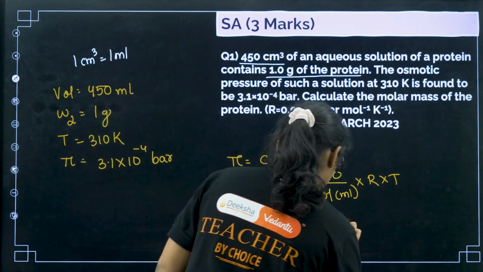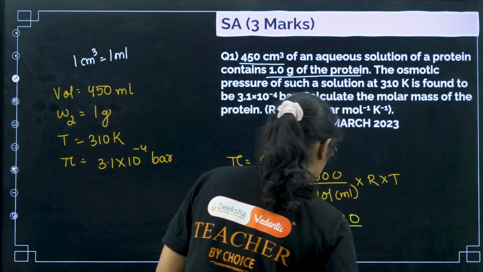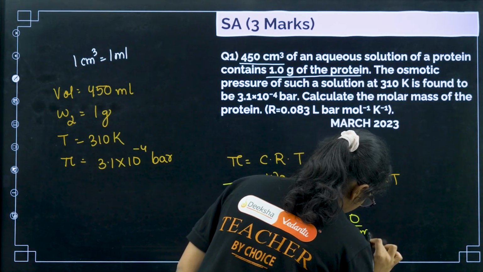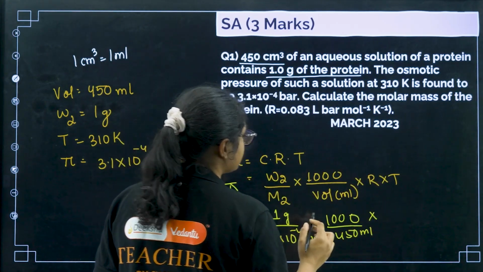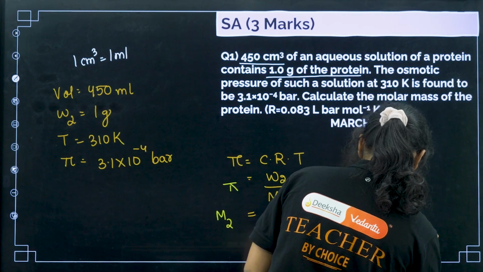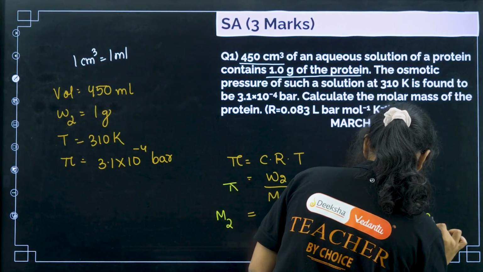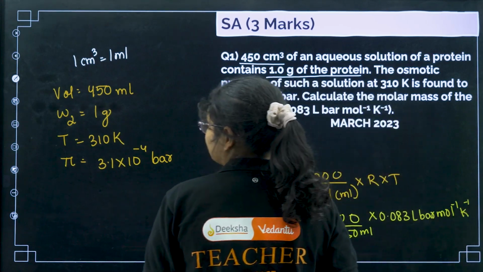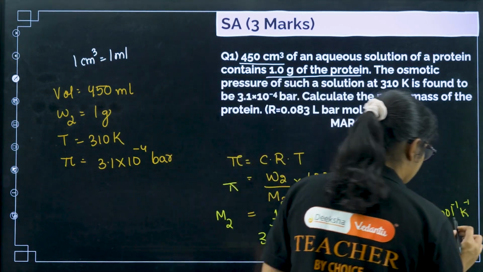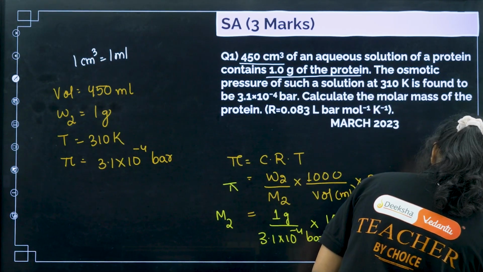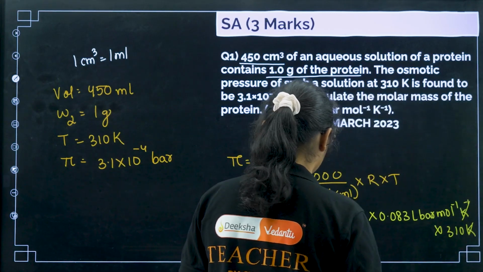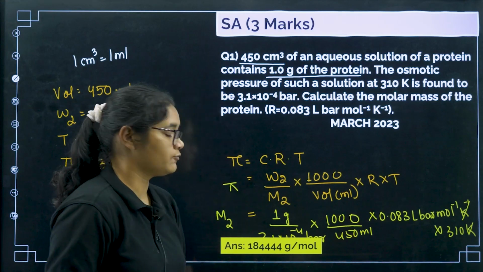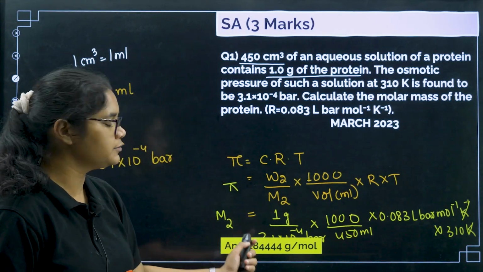Then I have 1000 here, and volume is 450 ml, and then you have R is 0.083, okay, and temperature is 310 Kelvin. Okay, so if you solve all this, you will be getting around 184444 gram per mole. Just do the calculation, you will see this.